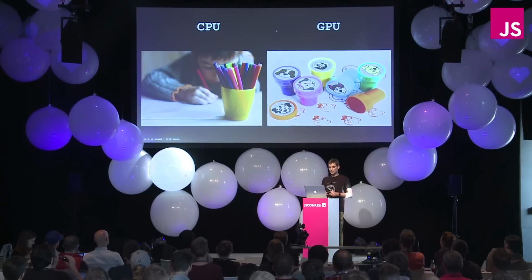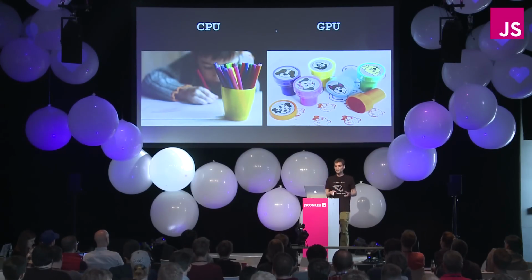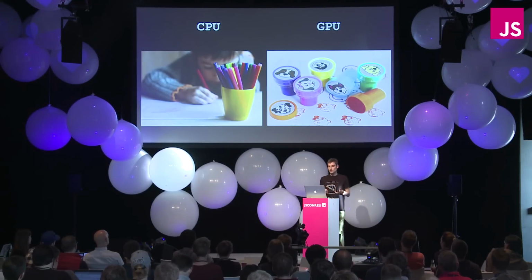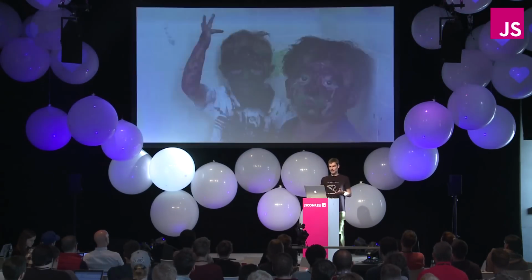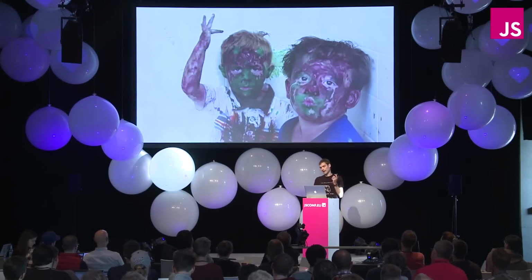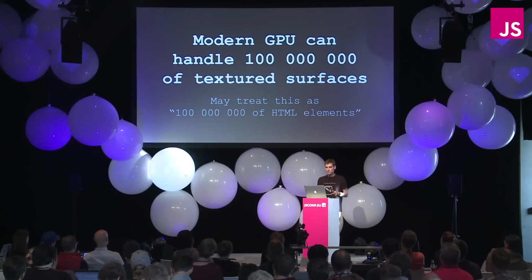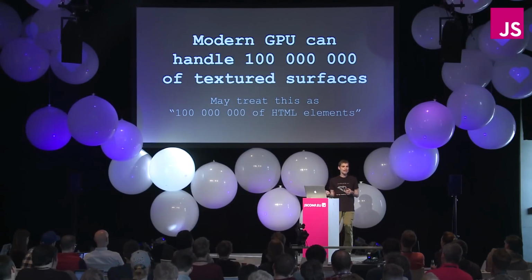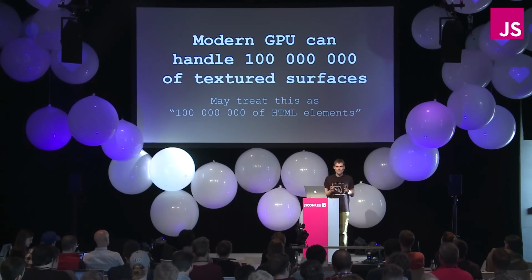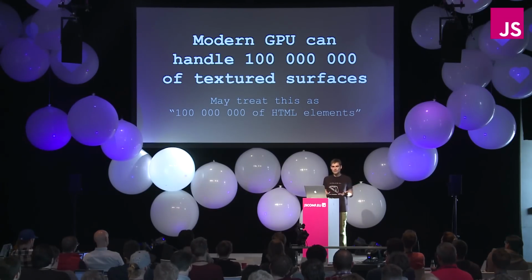So the difference is pretty big. If you simplify, CPU is a hard working kid, which draws every line by line using a pencil, and GPU is another kind of kid, using stamps. And if you use stamps, you can do it more effectively and much faster. So modern GPUs can process millions and millions of textured surfaces in a second. Just for us, for web developers, it means millions of HTML elements, like textured surfaces, we can compare.